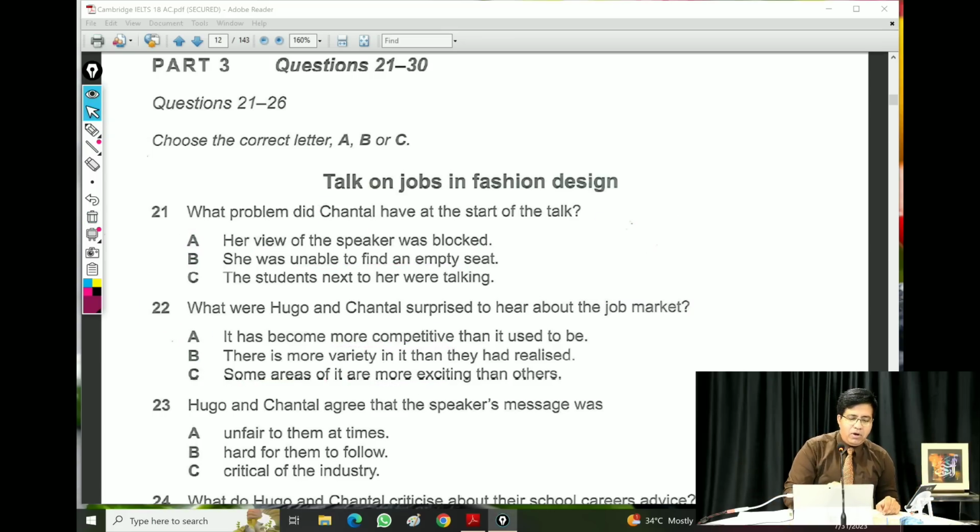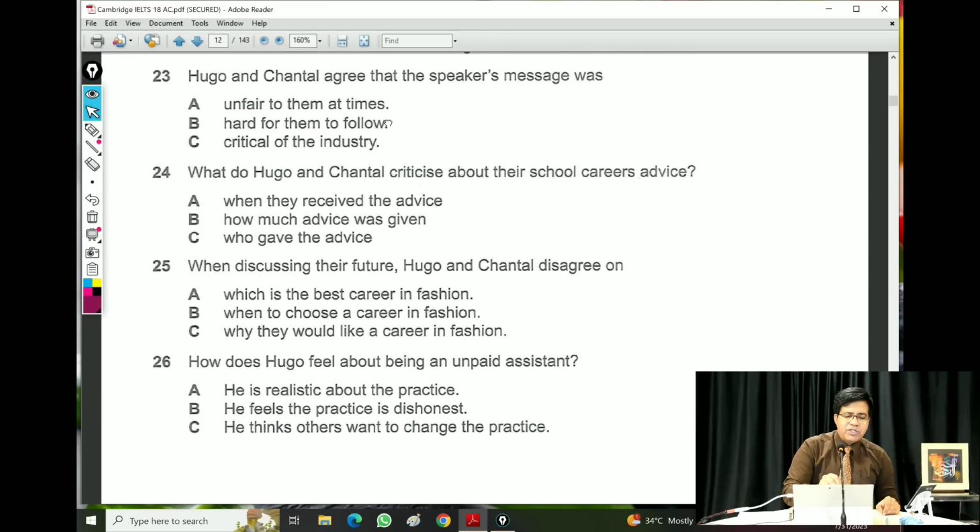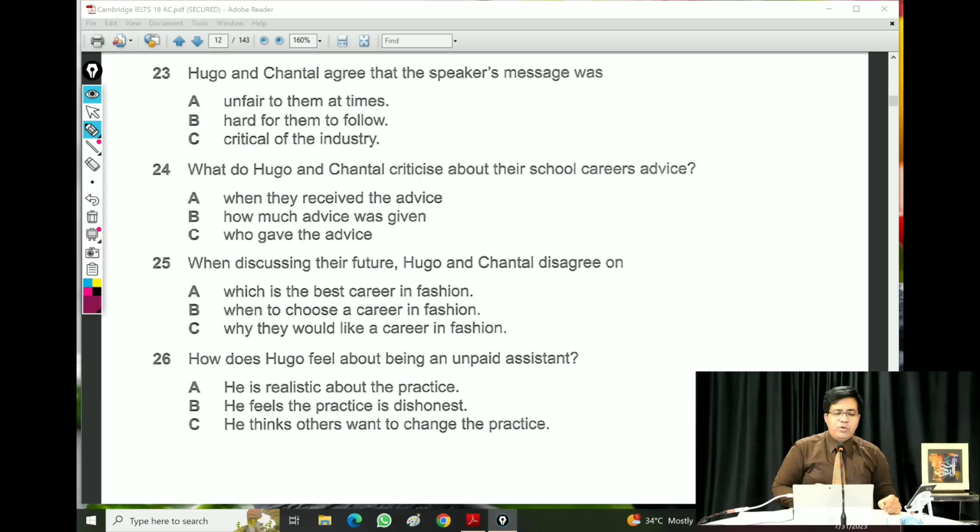Now, let's go on. Question number 23. Hugo and Chantal agree that the speaker's message was... Now, what is the subject? Speaker's message, underline that. And what do you have to find? Circle, agree.